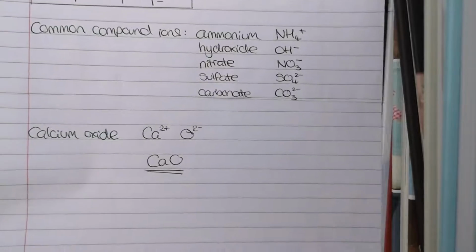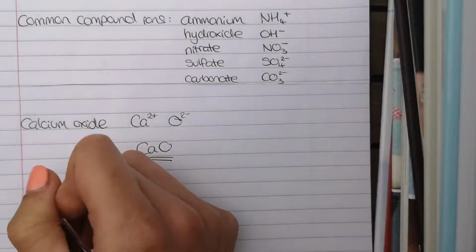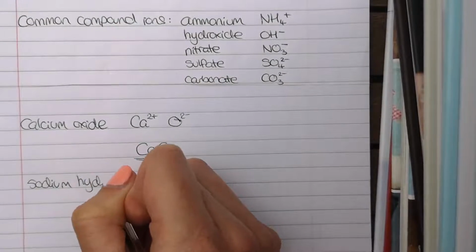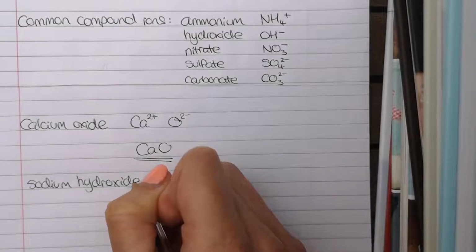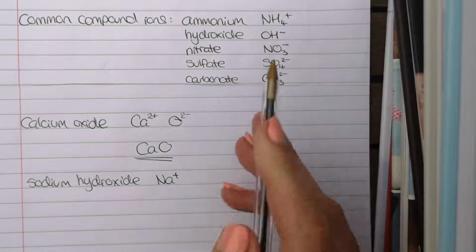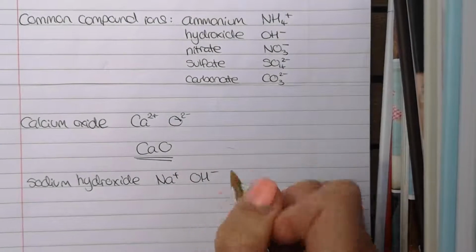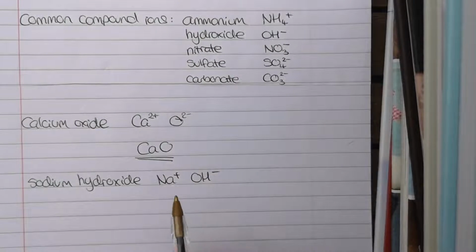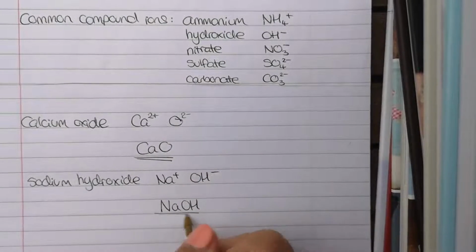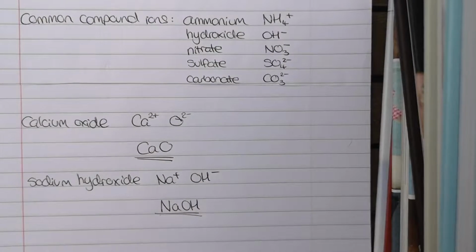You can do this as well using those compound ions. If we look at sodium hydroxide, sodium is in group 1 of the periodic table, so it has a 1+ charge. Hydroxide is one of those compound ions, OH-, and you can see that they are 1+ and 1-, so they cancel out. So we just need one of each, and the chemical formula is NaOH.